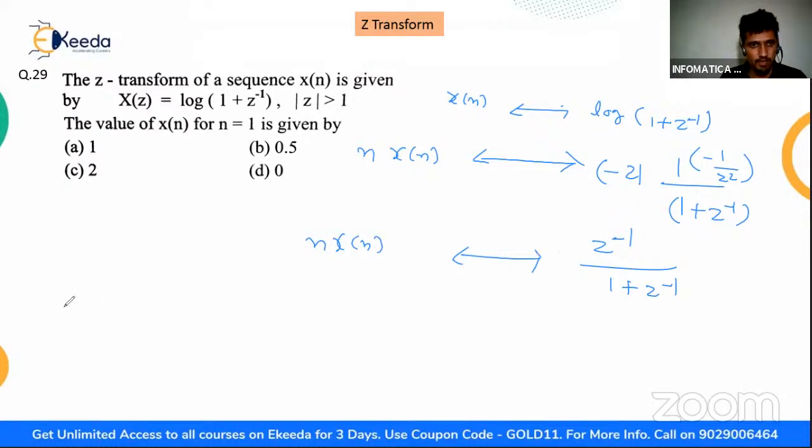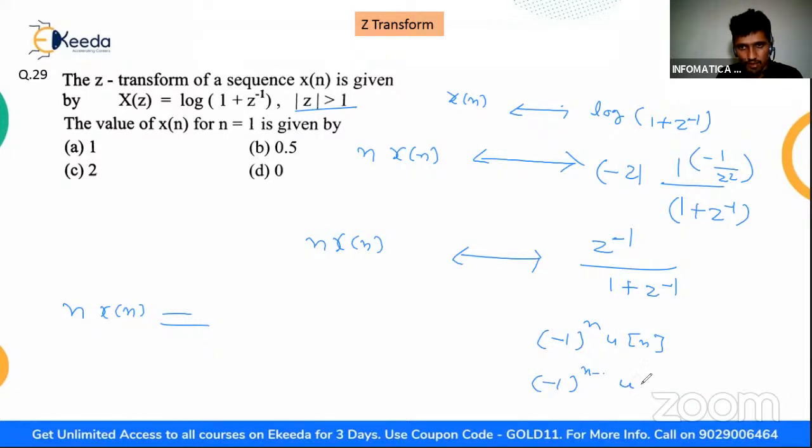And now we will calculate that n x of n is basically the inverse z transform of this, which will be minus 1 raised to the power n, and they mentioned ROC mod z greater than 1, so right sided sequence. So a raised to the power n u of n, and then this shifting is also there, so n is replaced with n minus 1: minus 1 raised to the power n minus 1 and u of n minus 1. So this is basically n x of n.